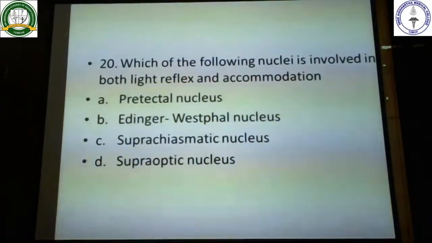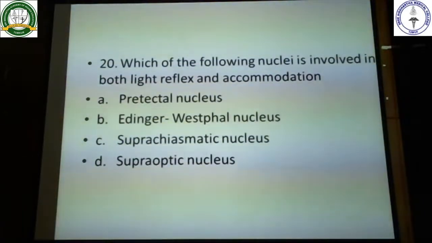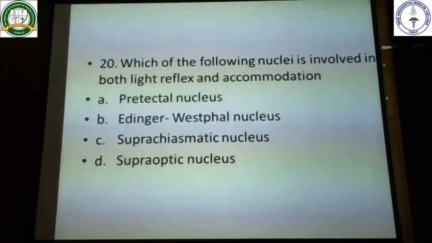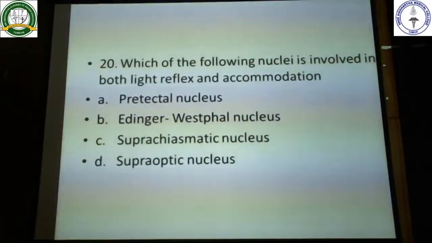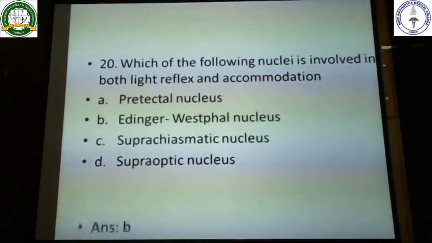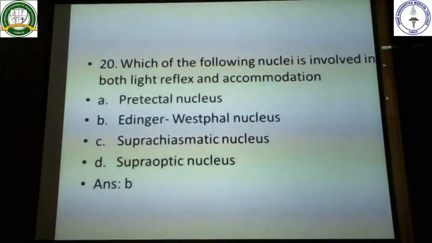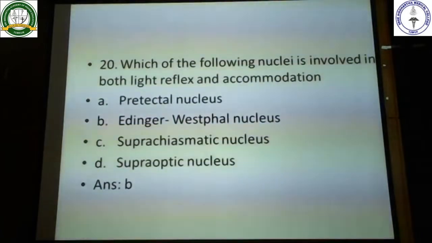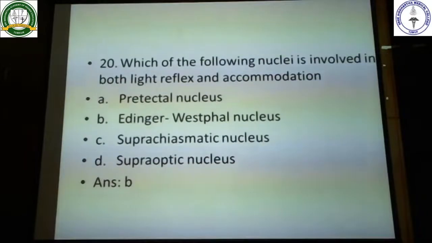Which of the following nuclei is involved in both light reflex and accommodation? So we know the nucleus involved in light reflex is the Edinger-Westphal nucleus. So what do you expect for the accommodation reflex? Of course, light reflex is a short note, accommodation reflex is a short note. You have to write the pathway also. So what is the answer? The answer is the Edinger-Westphal nucleus itself. For both the light reflex and the accommodation reflex, only the Edinger-Westphal nucleus is involved.